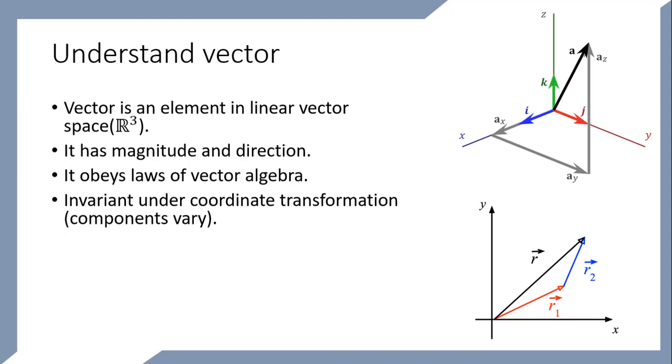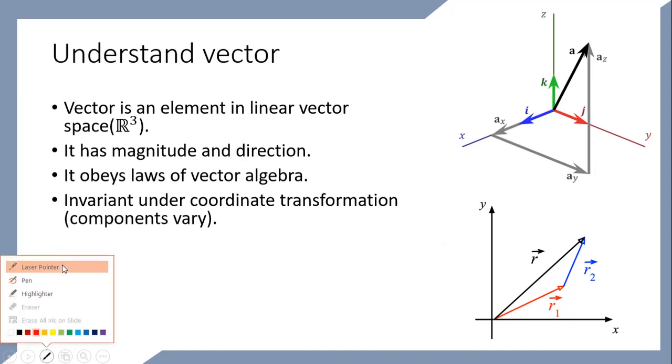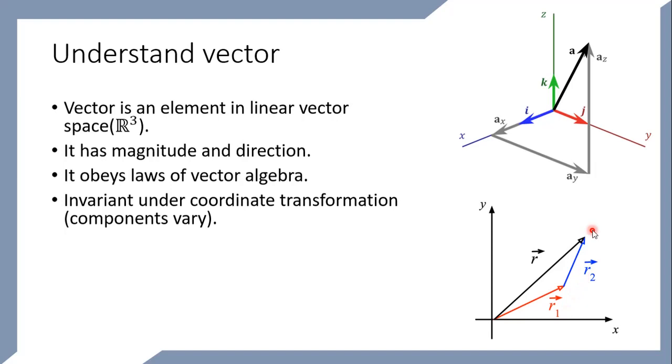For example, if I can write a vector r as a combination of r1 and r2, only then can I say it is a vector. So a vector has to obey the laws of vector algebra, whether it is addition or subtraction. Mainly it has to obey the triangular law of vector addition as well as the parallelogram law of vector addition. So every element which obeys the laws of vector algebra is termed a vector.